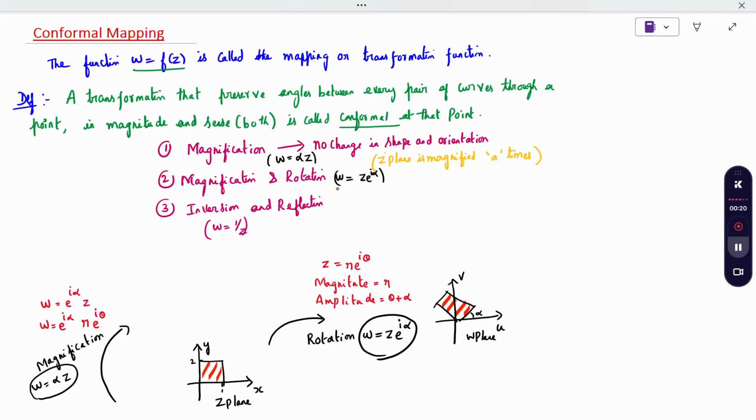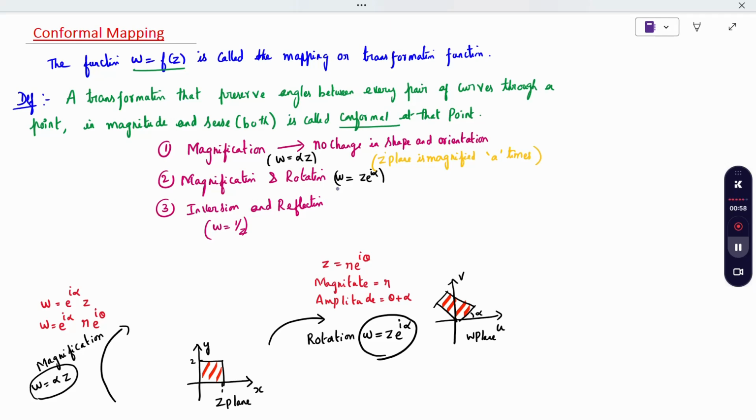What is the definition of conformal? A transformation that preserves the angle between every pair of curves through a point, in both magnitude and sense, is called conformal at that point. There are varieties of how it can be classified. There are actually four types, but according to our syllabus, only three. First is magnification, second is magnification and rotation, third is inversion and reflection.